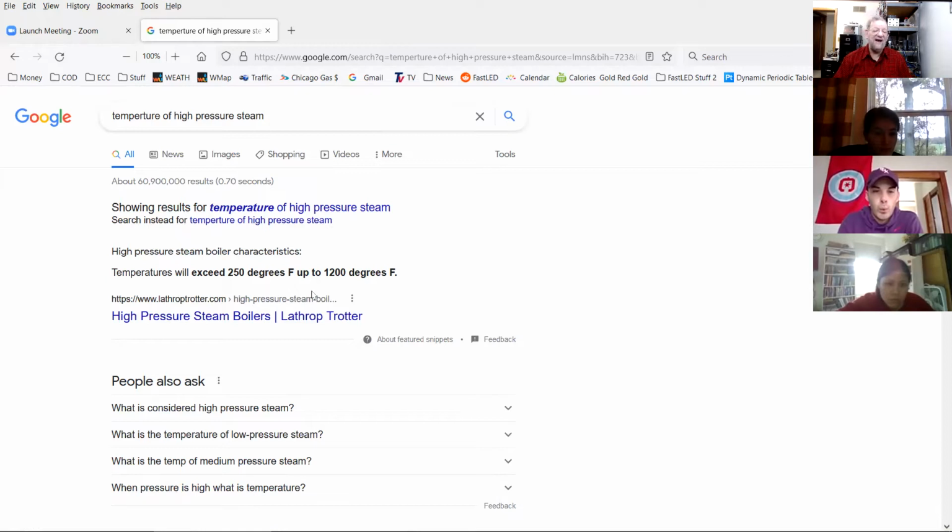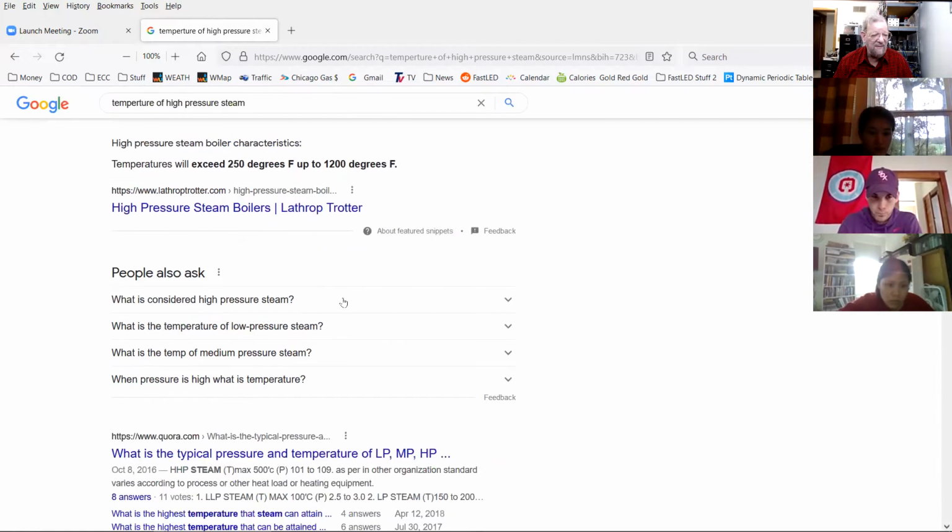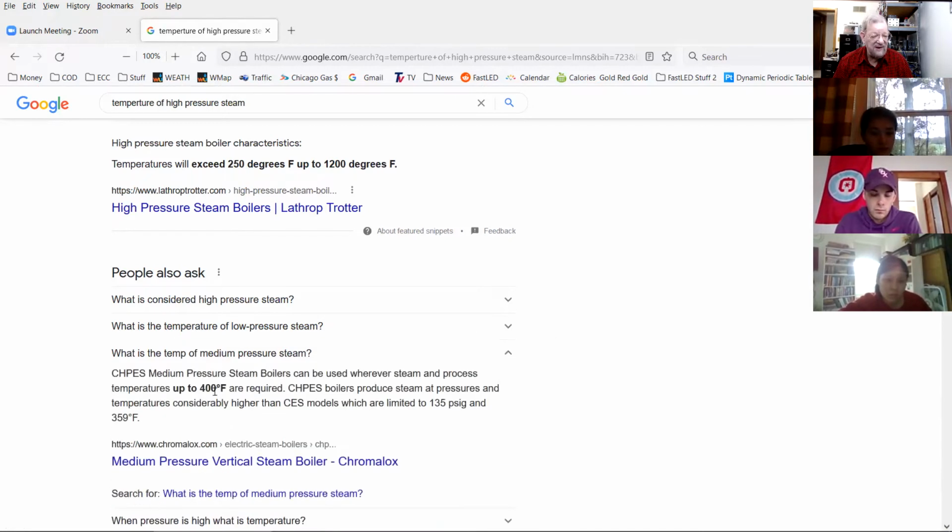Depending on how high your temperature is, here's some Fahrenheit, just so you know. Water boils at 212 Fahrenheit. High pressure can go up to 1200 degrees F. We didn't have it that high. Let's look at medium. We're about 400 Fahrenheit, which is approximately 200 degrees C, double the boiling point of normal water. Now, why is this important?